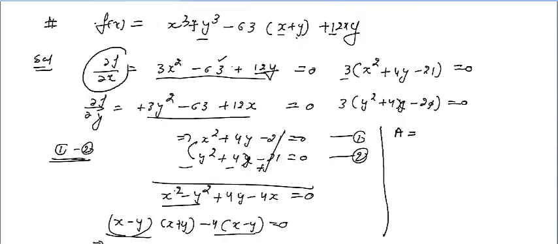Now you will find the double derivative of f with respect to x square. So the derivative of this is equal to 6x, and this is 0, this is 0.